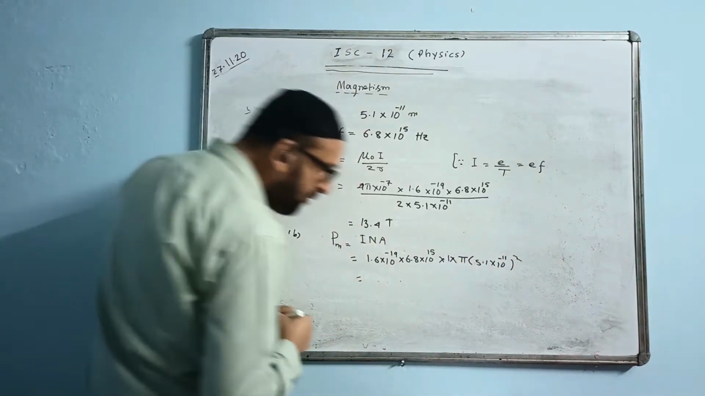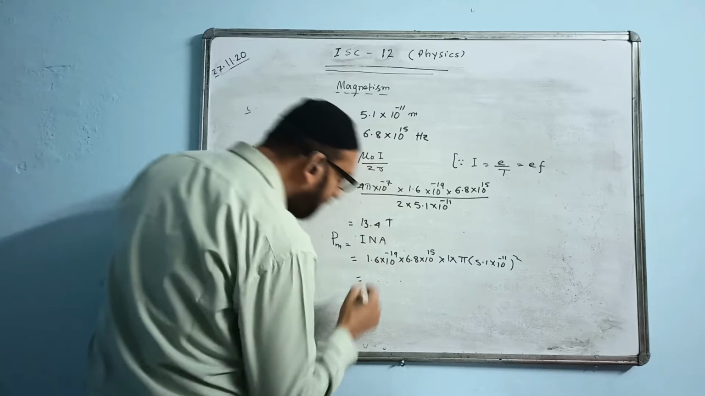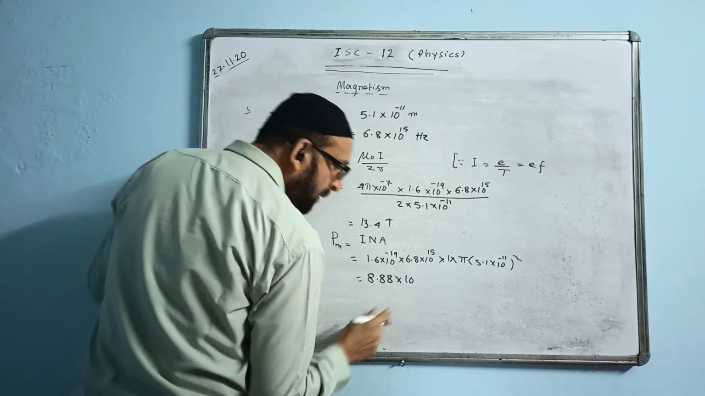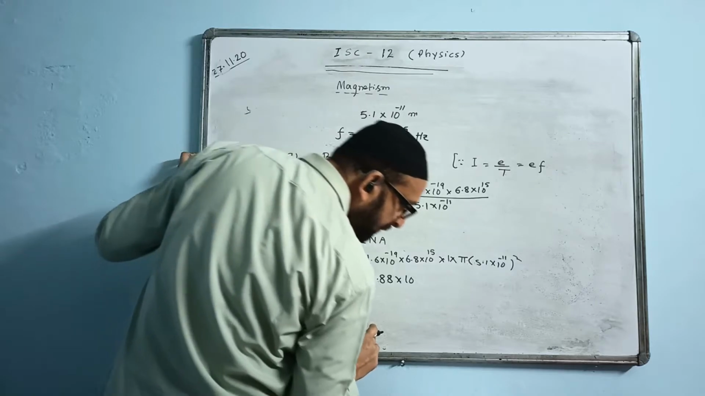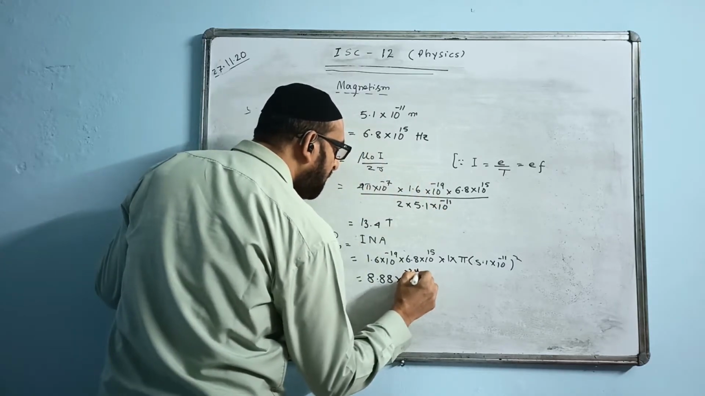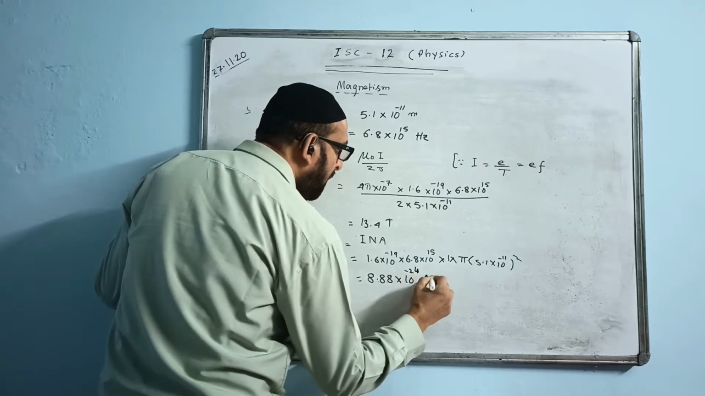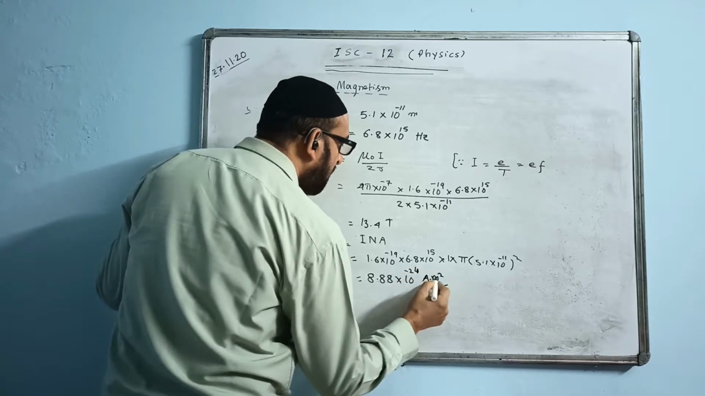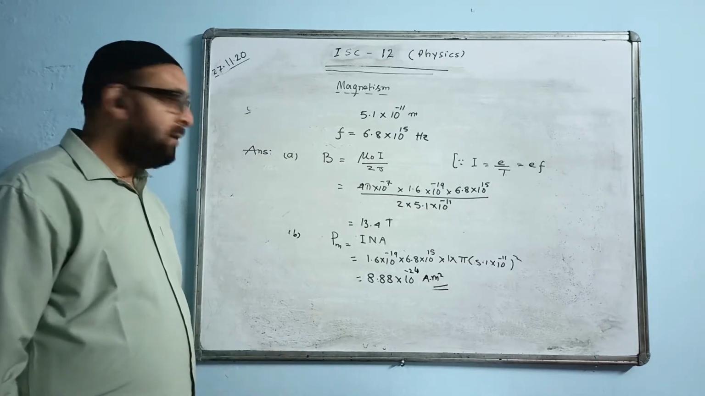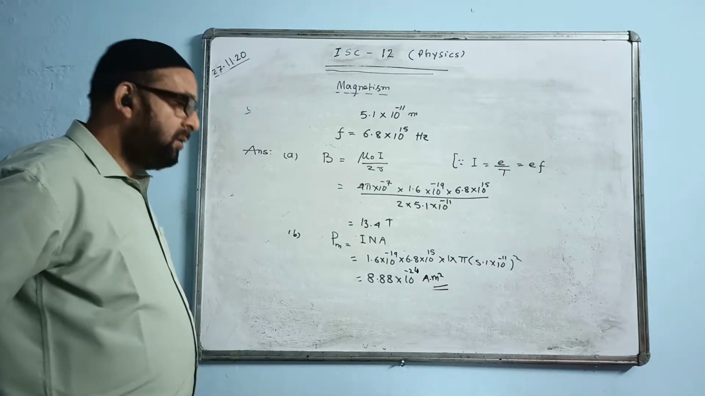Now we will use calculator and find the answer. The answer will come 8.88 into 10 to the power minus 24 ampere meter square. Ampere dash meter square you can give, or just ampere meter square. So that is the answer for this question.